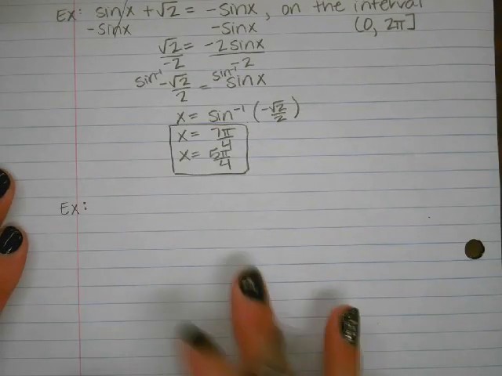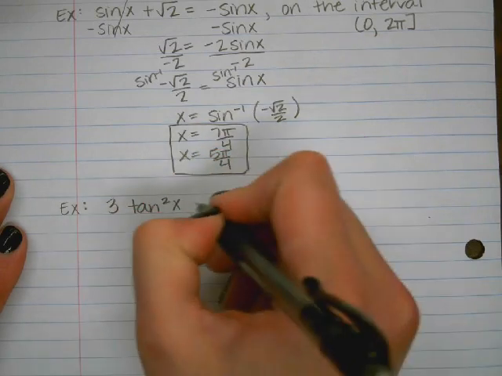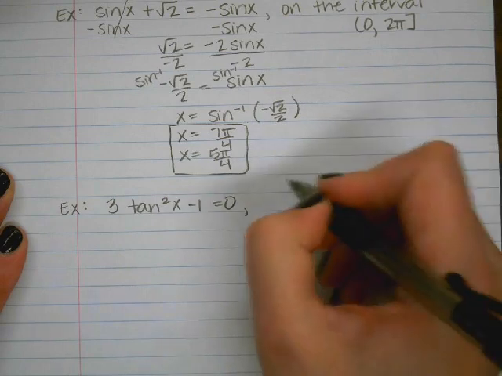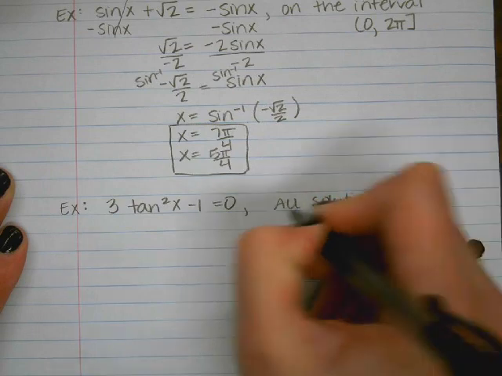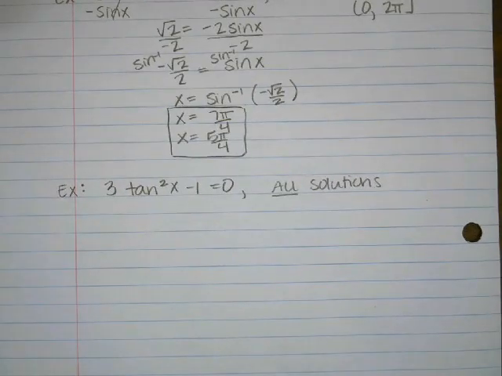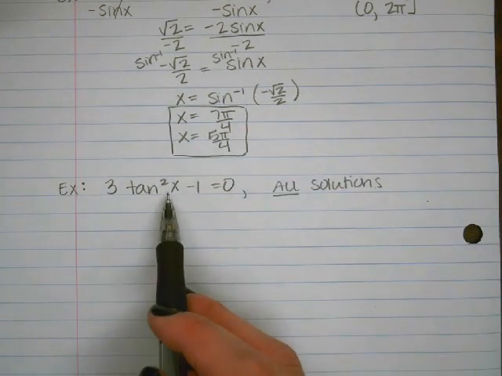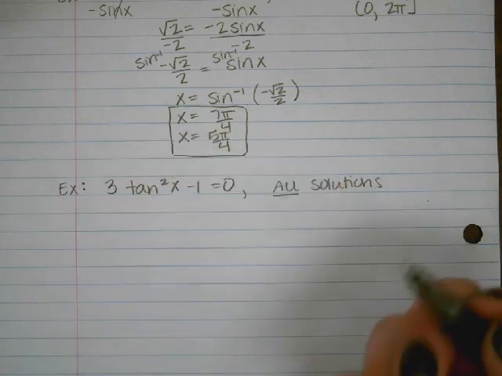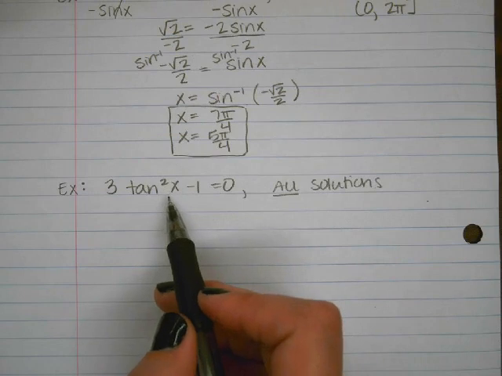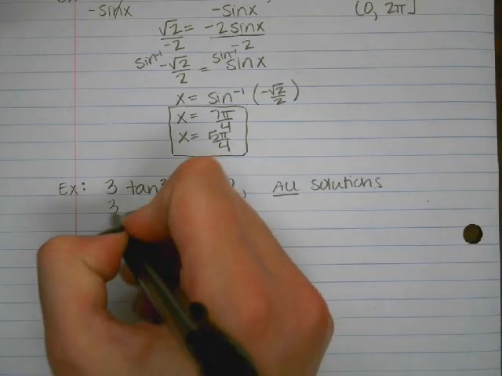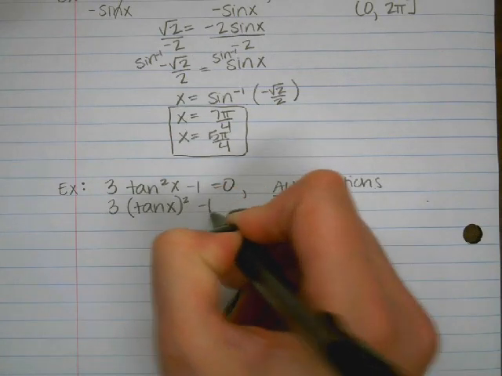Next problem, we're going to look at a tan example. So this is 3 tan squared x minus 1 equals 0, and we are looking for all solutions. Okay, so here, I'm going to go ahead and rewrite this problem. Tan squared x is mathematician kind of notation. It means that tan x is being squared, and they were just too lazy to write their parentheses. So I'm going to rewrite this problem as 3 tan x, being squared, minus 1.